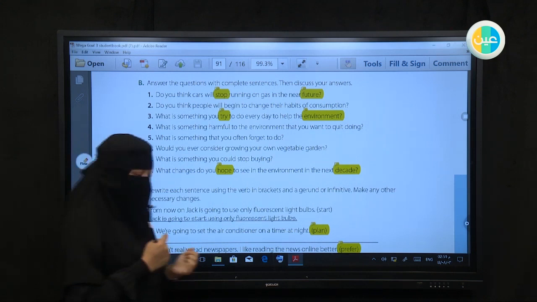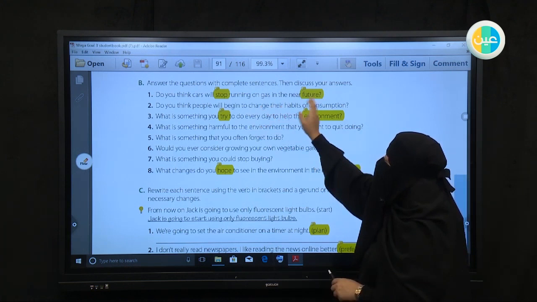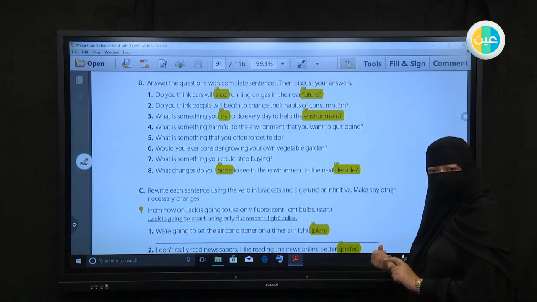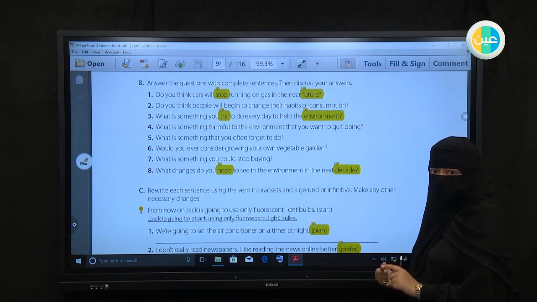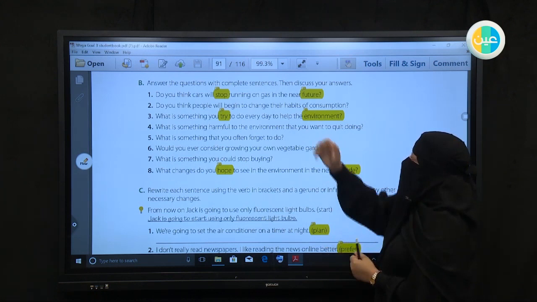Okay? So let's see. Do you, number one, do you think cars will stop running on gas in the near future? فعلاً خلينا نفكر. Do you think that the cars will be like electronic, will be working on air, working on water, for example? ليش لا? Cars have been working on gas for سنوات كتير. وبدأوا الناس يفكروا في different ways of fueling cars.